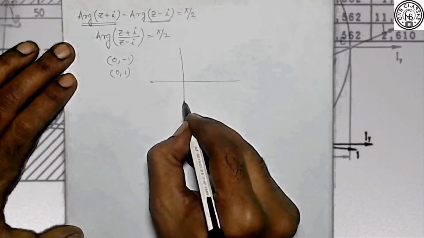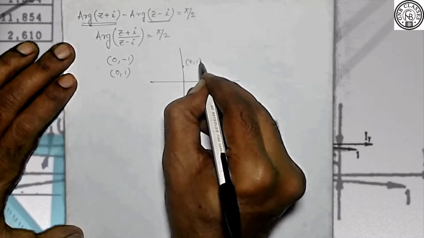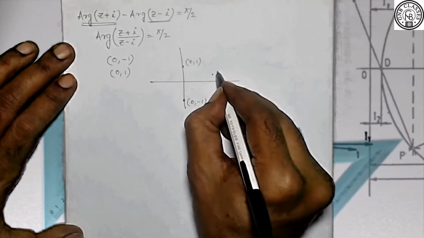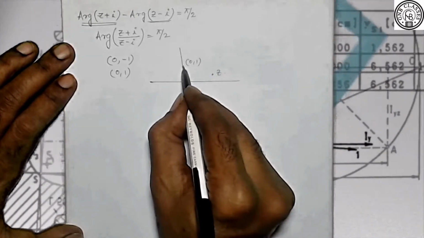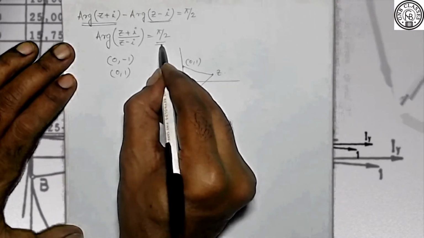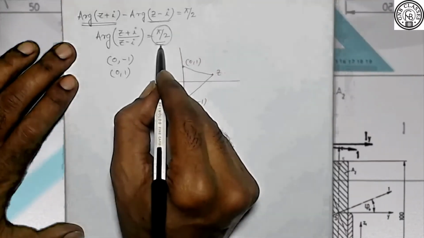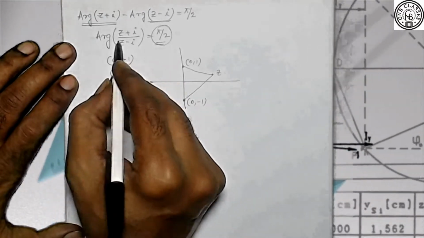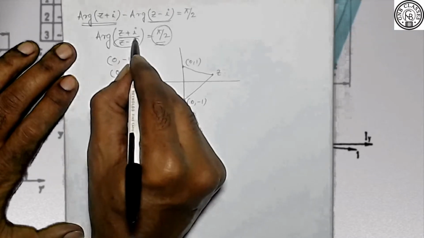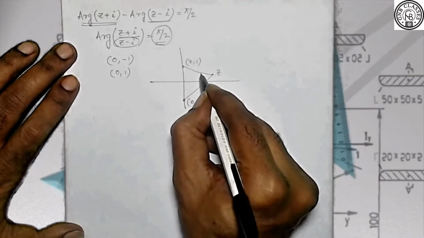Look at it carefully. This point is (0, minus 1) and this point is (0, 1). Let us say the variable point is this. This is your z. Now, if I join these two, the angle between them is pi by 2, but positive pi by 2. Is it clear? Since the angle between them is positive, I have to start measuring the angle from the vector z minus iota, which is this one, to z plus iota, which is this one.